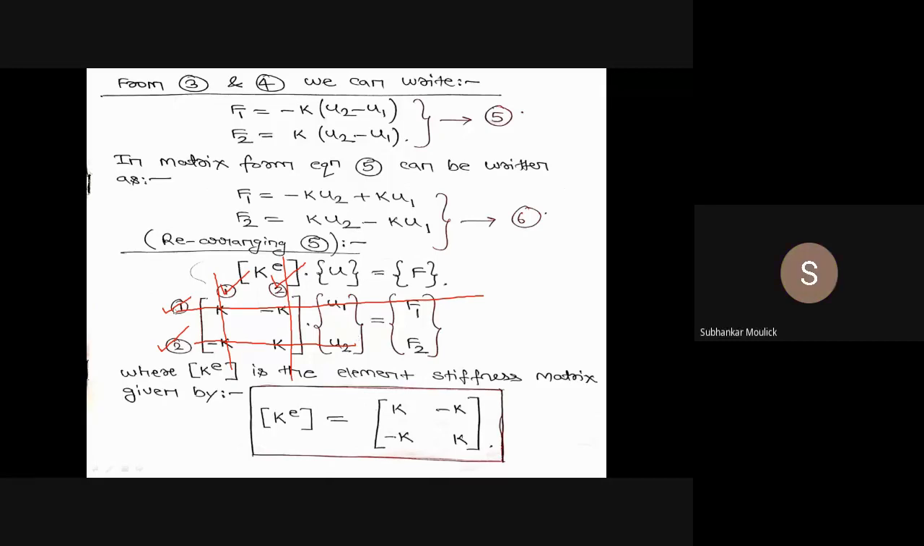Fine. And this first row is nothing but this equation, this particular equation. And the second row is nothing but this particular equation. So I am just writing these two equations in matrix form. Let us write.